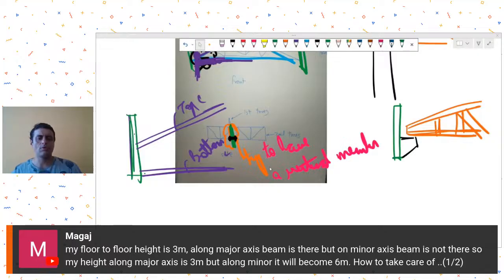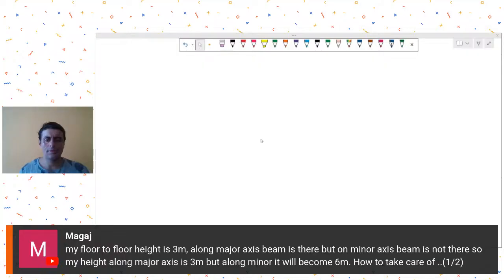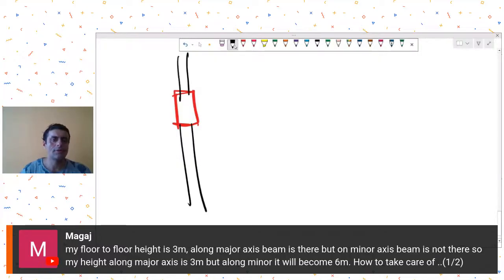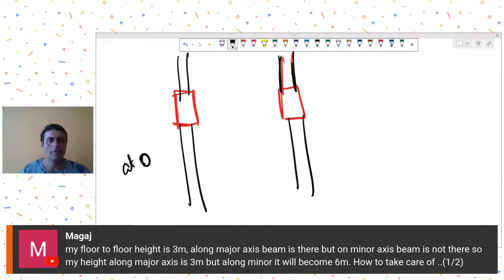Mr. Magaj is asking, my floor to floor height is 3 meters along the major axis. Along the major axis a beam is there, but on the minor axis a beam is not there. So, okay, he is saying, I think that his column is placed like this, let's say, and this is his beam. So this is the situation at, let's say, 0, then at 3 meters again he has a beam. So at 3 meters there is a beam. Okay, at 0 meter he had a beam about the minor axis also.